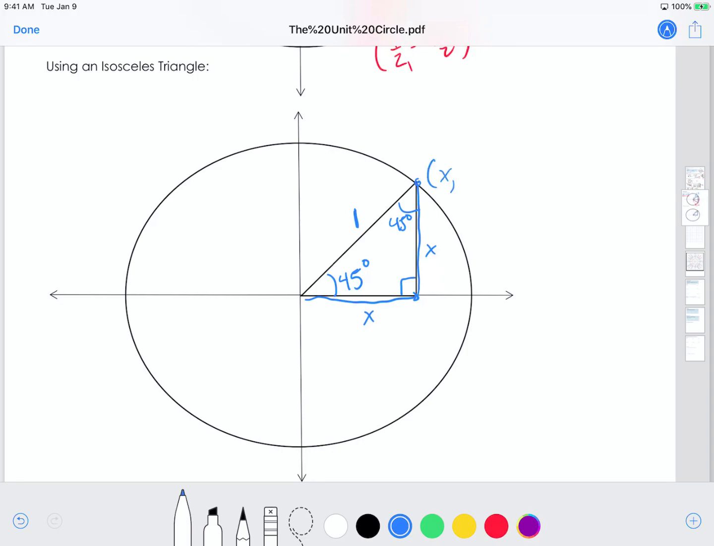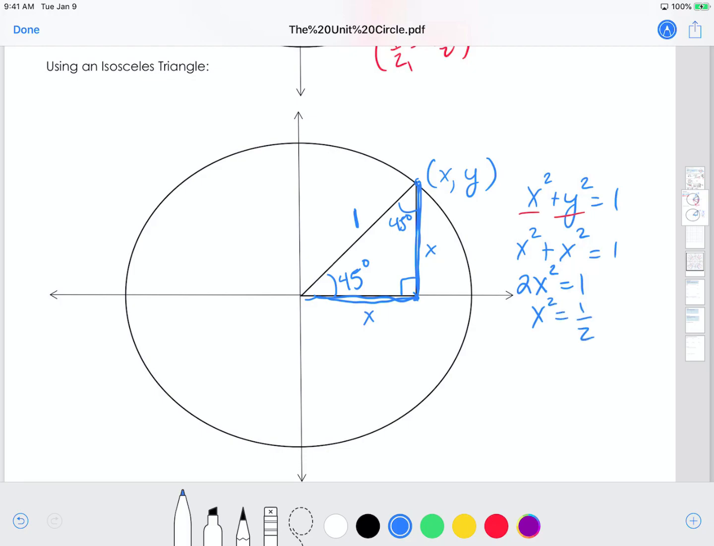So where I would normally have the point x, y, the x and the y in this case are going to be the same value. So when I plug this into my equation, x squared plus y squared is equal to 1, I know that these two are going to be the same. So I'm going to call it x squared plus x squared is equal to 1. So I have 2x squared is equal to 1 when I combine like terms. I'm going to divide both sides by 2, and I'm going to solve for x.